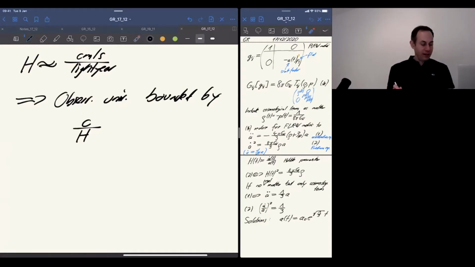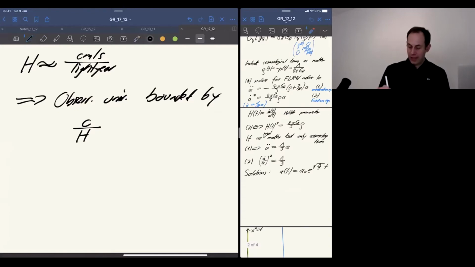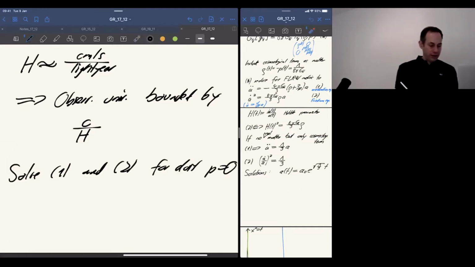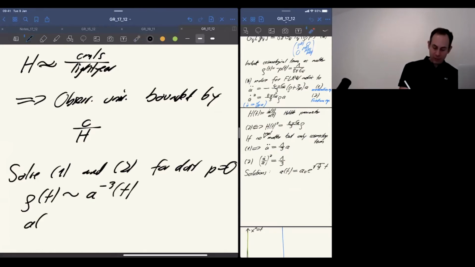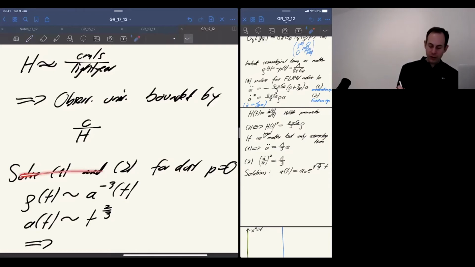The very final thing just to mention, I could also solve the Friedmann equation and the acceleration equation that I stated here for the case of matter. So solve 1 and 2, for example, for dust. For dust, P is equal to 0. And again, I'll just state the solutions. The solutions will be that rho will be proportional to a to the minus 3 of t, and a of t will be proportional to t to the 2/3. So this will be a universe where there is mostly dust or some other matter. And you will find these two solutions, which I can, of course, combine.